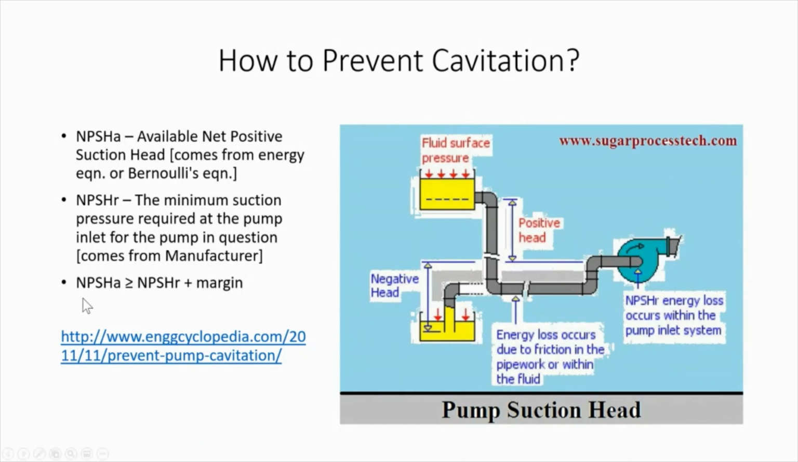And so as long as your available pressure is higher than or equal to the NPSHR plus margin, then you wouldn't have any cavitation in there. And margin is kind of like a safety factor. You don't wanna exactly match the requirements, because anything can happen, like maybe some particles got deposited on the pipe. It's going to increase the friction, so the required pressure is going to go up, so you see cavitation. So it's very important that you always account for the safety margin.